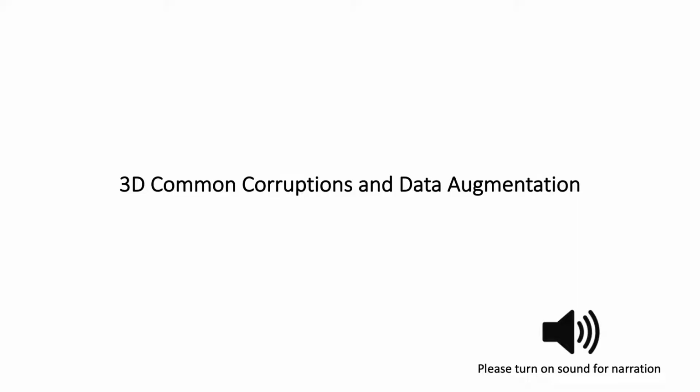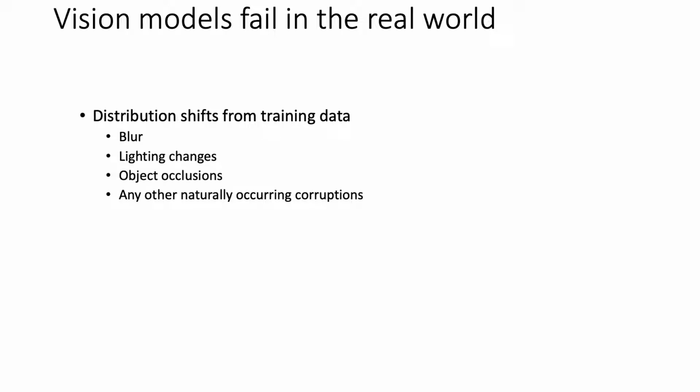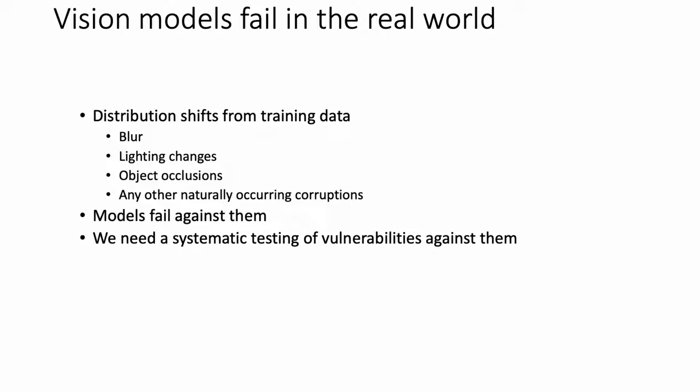We present 3D common corruptions and data augmentation. Computer vision models are profoundly unreliable in the real world. There are many distribution shifts from training data, for example, motion blur, lighting, occlusions, and so on. Models are vulnerable against them. A systematic testing is needed before deploying models in the real world. In this work, we present a set of distribution shifts to achieve this.